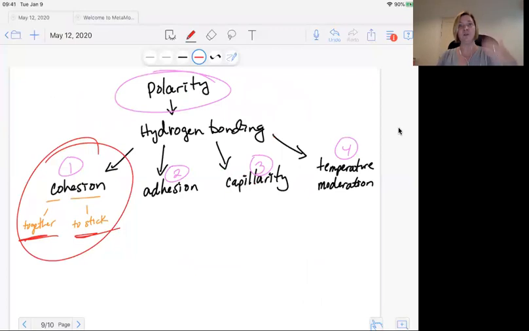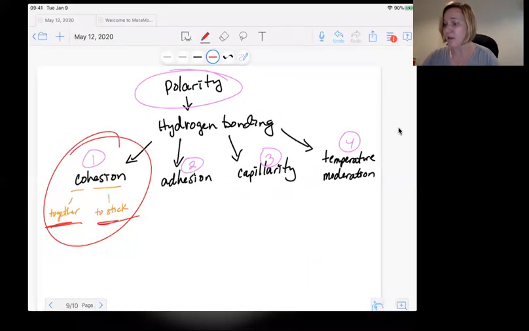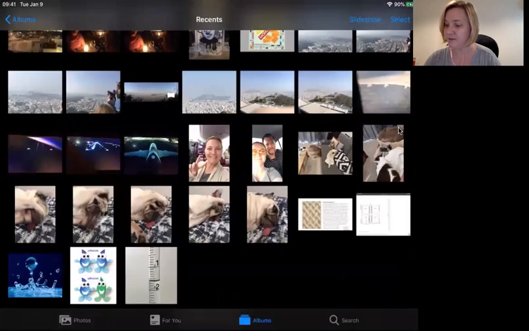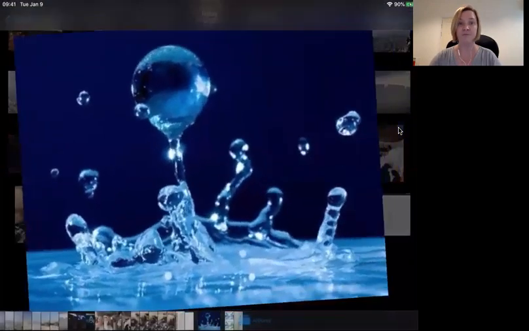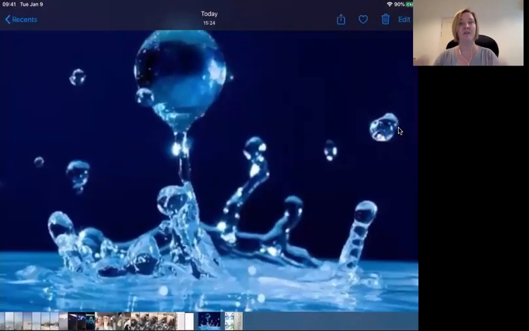So when you have a bunch of water molecules together, they're going to, let me download some pictures. Here is a beautiful picture of how cohesion works. You look at the picture and you see these beautiful, almost perfectly spherical droplets of water. And why do they form this shape? Why aren't they more flat? Why aren't they pointy? Why are they always round, these perfectly round droplets? And the reason is cohesion.